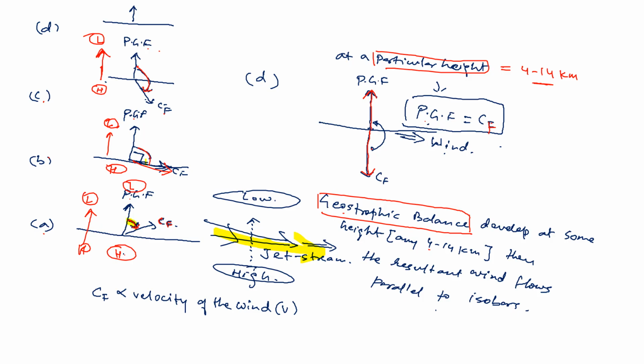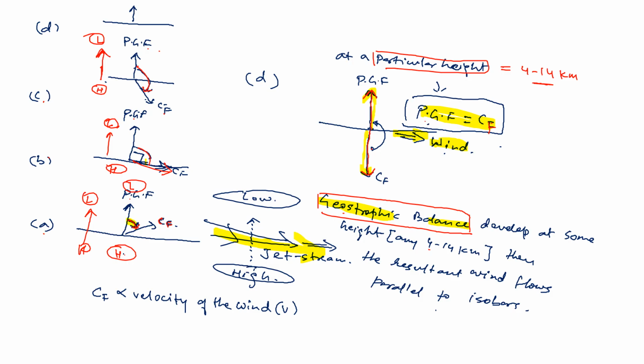Okay, at one particular height, PGF becomes equal and opposite to the Coriolis force. So you can see at some height, PGF becomes equal and opposite to the Coriolis effect. Then the resultant wind cannot cross the isobar, and starts flowing parallel to them. So such winds become a geostrophic wind because a geostrophic balance has been obtained. I hope you got this clarity.